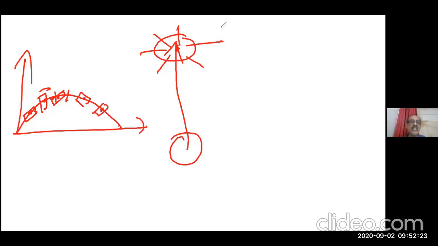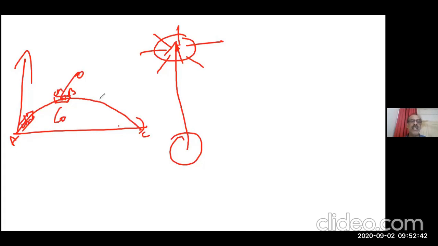Similarly, if we send a shell, for example, first we throw one shell in this way, track A, B, C. The second time the same shell explodes at this point, then its fragments will go to different places, but the center of mass will travel along the same trajectory, ABC.